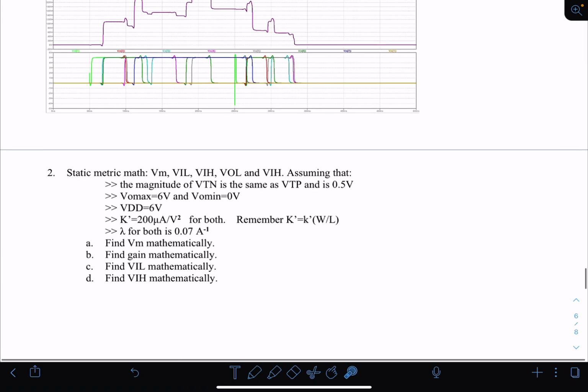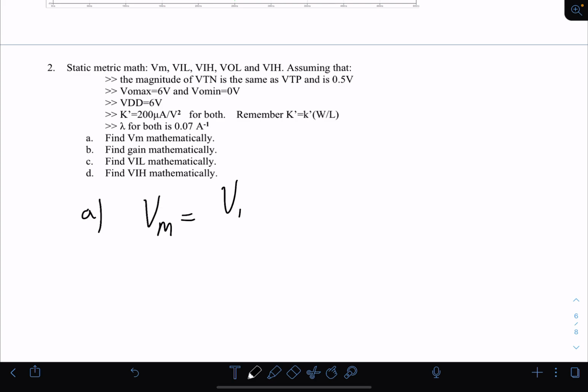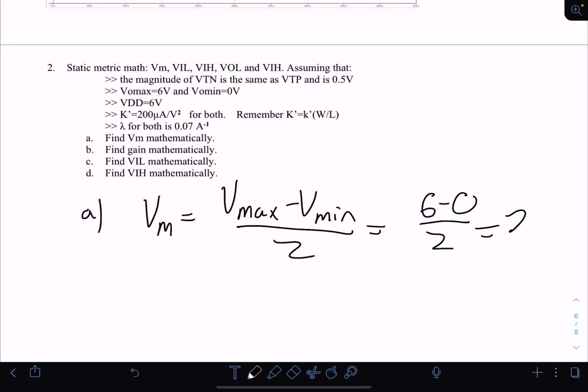All right, on to number 2. Static metric math. So we want to find VM mathematically. And so this is pretty easy, actually. We can just do VM equals Vmax minus Vmin over 2. And so that's just going to be equal to 6 minus 0 over 2, equal to 3 volts.